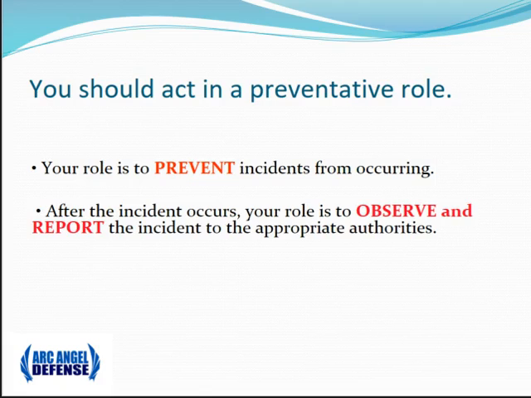As always, we should be acting in a preventative role. Your role is to prevent incidents from occurring, and after the incident occurs, your role is to observe and report the incident to the proper authorities.